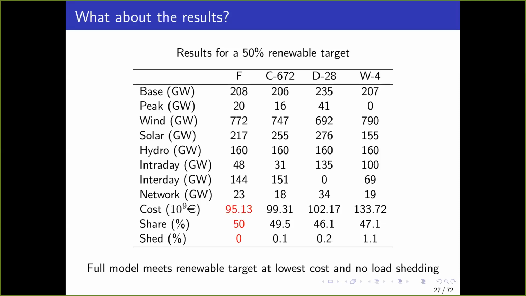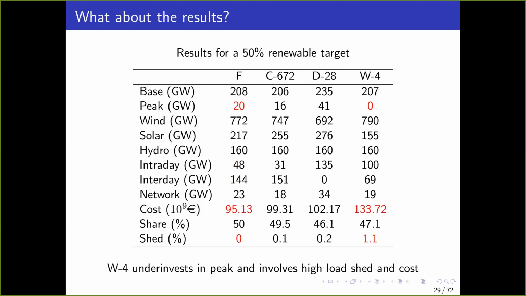So first, the full model is meeting the renewable target of 50% at the lowest cost and with no loss shed. But the problem is that you need a lot of computational effort to solve it. You see that it's investing in both intraday and interday. So this is already telling us that there is some value in this seasonal storage I was talking to you about at the beginning.